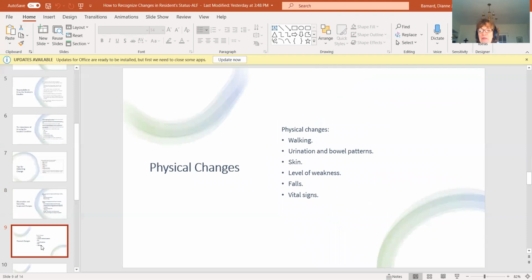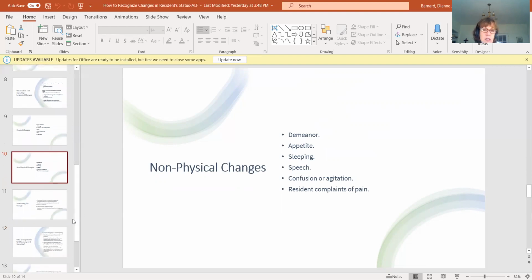So we'll go over the physical and non-physical changes, and then we'll wrap it up. What you're looking for are physical changes. These are the big ones, and everybody is unique, so everyone will have different challenges. Walking, bowel and bladder, skin, level of weakness, falls, vital signs, and then of course frank stuff like they cut themselves shaving, they start to hemorrhage, they're coughing up blood, anything like that. Those are your physical changes.